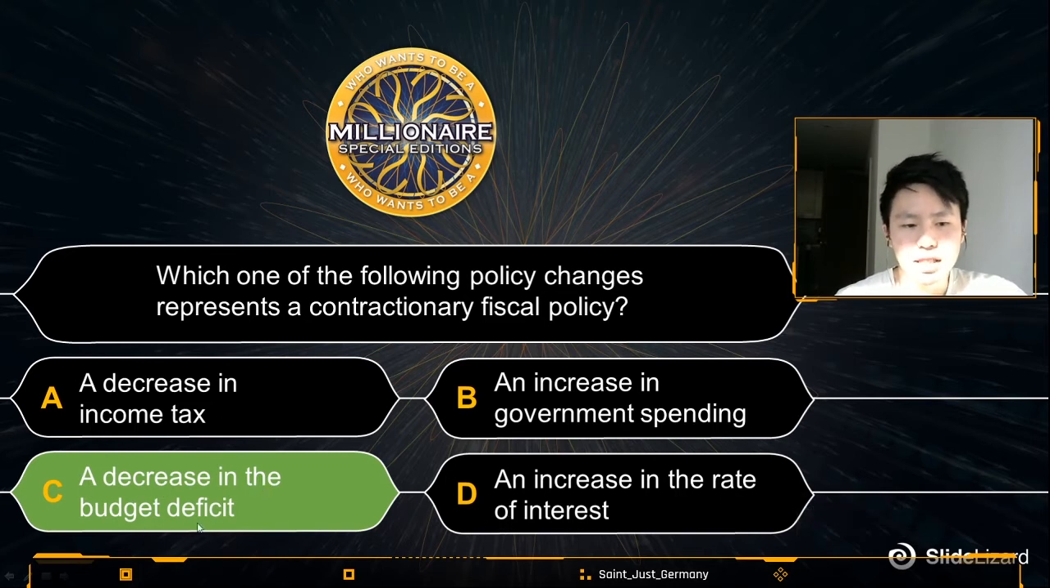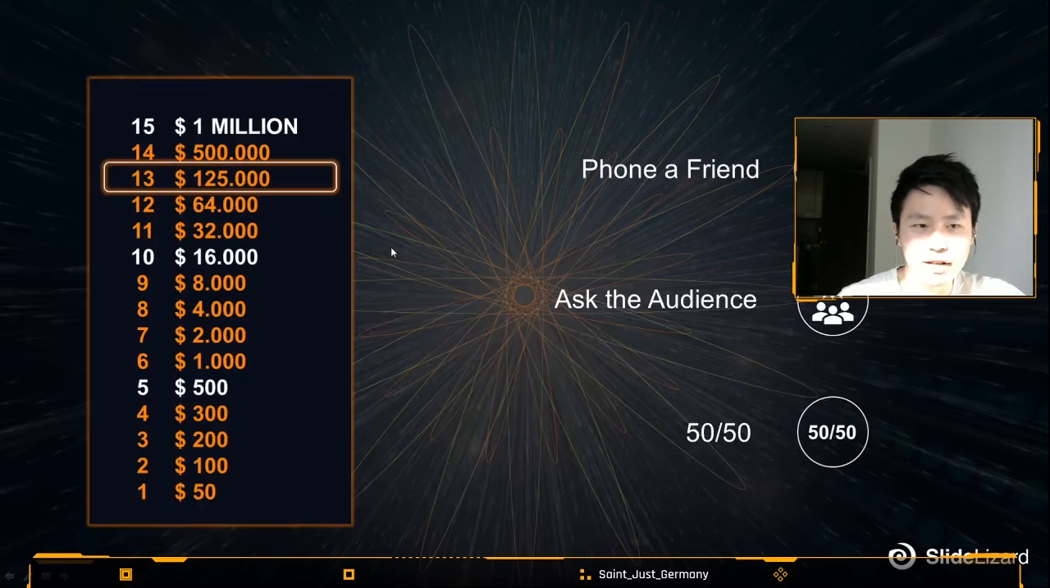A decrease in the budget deficit. So when the government is in a budget deficit, it means that they're spending more than they can afford, right? So the government spending is higher than taxes. If we decrease the budget deficit, meaning how much the government is borrowing, this also means that we are decreasing the amount of government spending. And therefore, C would be a contractionary fiscal policy. Okay, but you guys are doing quite well so far.